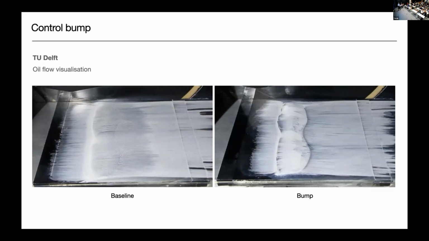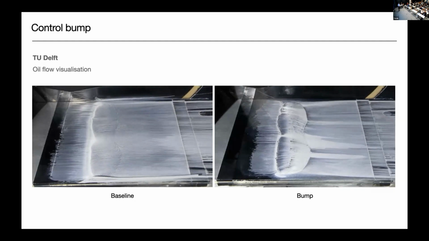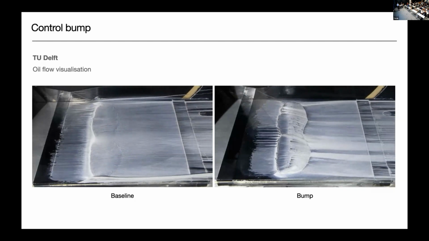Right, so in the baseline, we can quite clearly see this reversed flow, and we very clearly see the separated region. And that's the shape that we used for the bump. If we look at the bump case, if we follow those streamlines, we see that they're actually remaining attached over the bump.